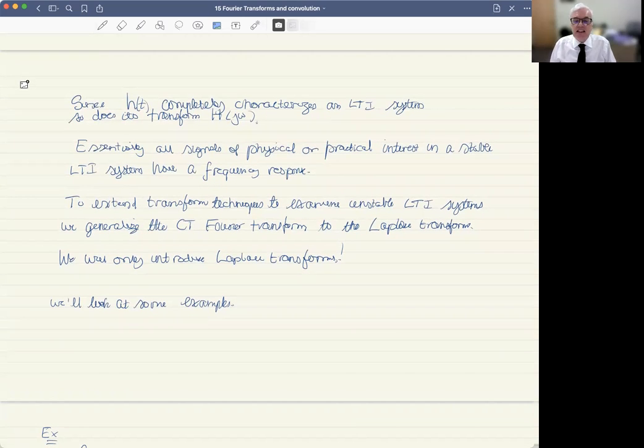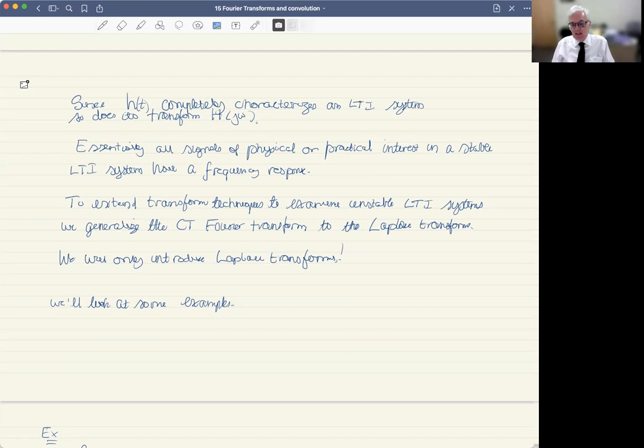Since the impulse response completely characterizes LTI systems, its transform does as well. The basic thing is that all signals of physical or practical interest in stable LTI systems have a frequency response, or in other words, the Fourier transform exists. If we want to extend to unstable systems, though, we have to generalize our Fourier transform to the Laplace transform. We'll do that right at the end.